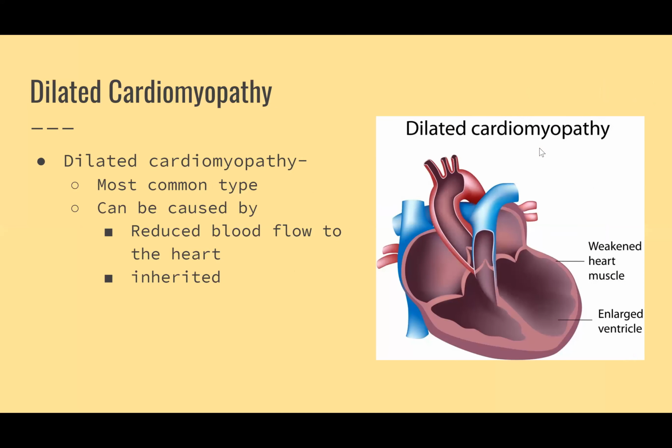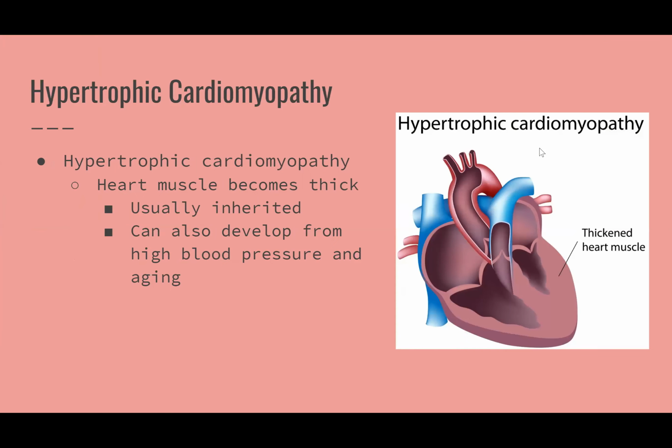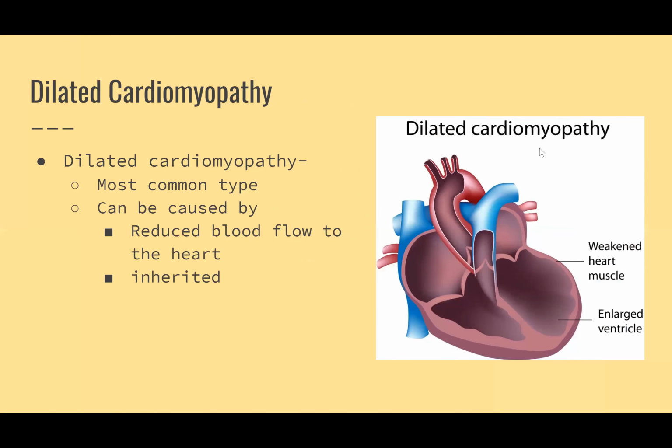Dilated cardiomyopathy is the most common type, and it can be caused by reduced blood flow to the heart, and it can also be inherited. As shown in the picture on the side, it shows that the ventricle is enlarged with a weak heart muscle on the side of it. Next slide.